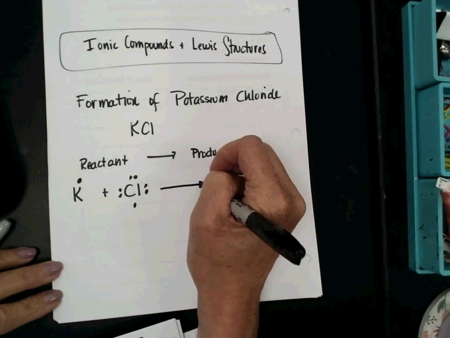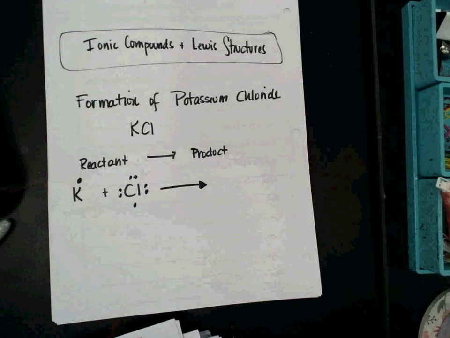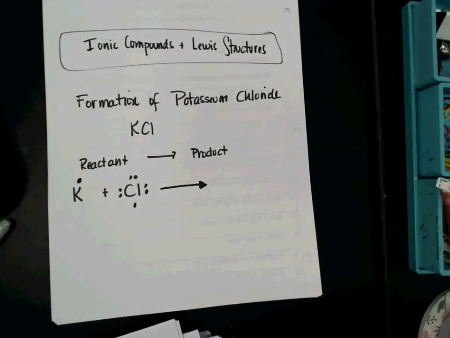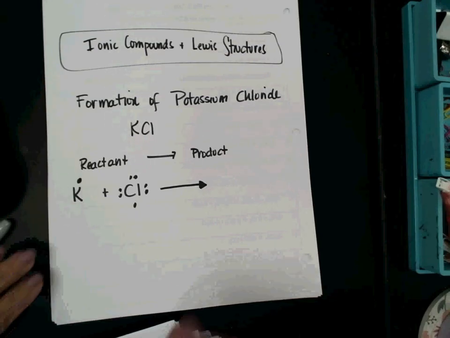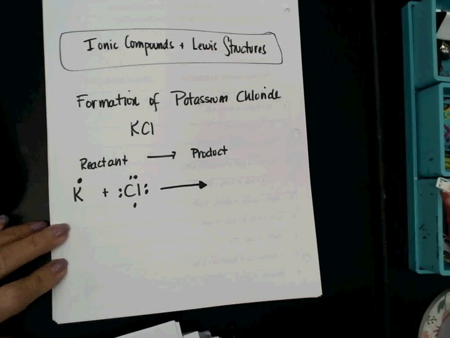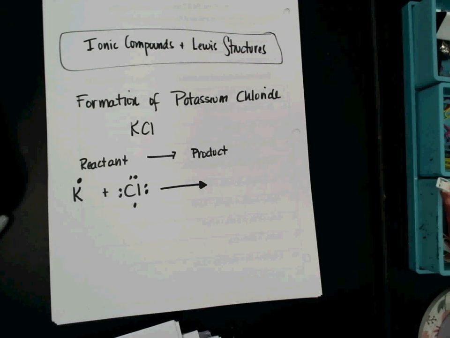Then I know this is an ionic compound. If it's an ionic compound, it means I have a what? What happens to the electrons? Full shell. Full shell for both of them. How? One of them loses electrons, one of them gains electrons. Well, who's most likely to lose the electrons here? Potassium. Why? Because it only has one.